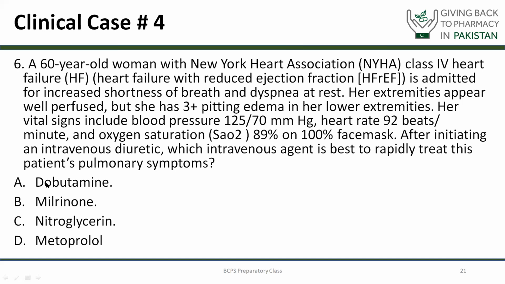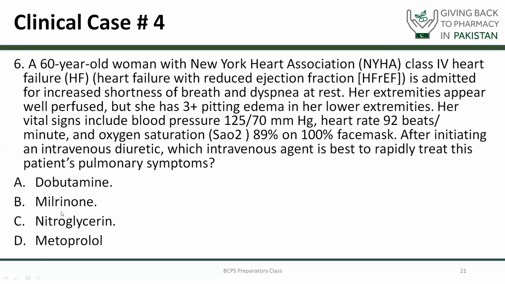Dobutamine will support the heart, but will not remove the pulmonary symptom. Milrinone will also. Nitroglycerin will dilate the blood vessels and will switch the volume from the lungs to the peripheries. And metoprolol is the beta blocker. If we give this one, it's already in like class 4.